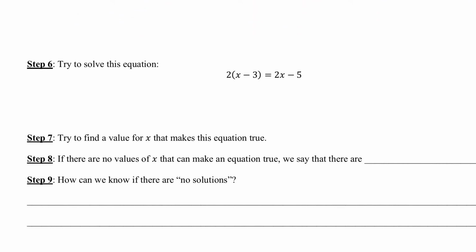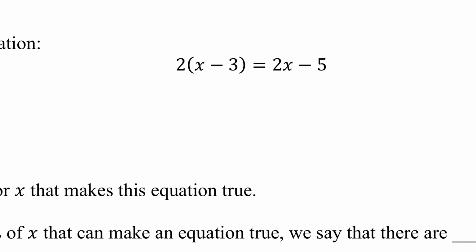All right, how about this one? Okay, so let's do this one. This one looks similar to the last one. So 2 times x minus 3, let's distribute here. So this will be 2x minus 6 is supposedly equal to 2x minus 5. Now, you can tell this one's going to be a little different. So let's proceed and solve like we normally would. Let's subtract 2x from both sides. And let's add 6 to both sides.